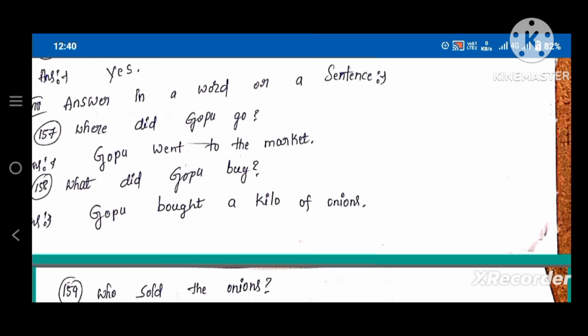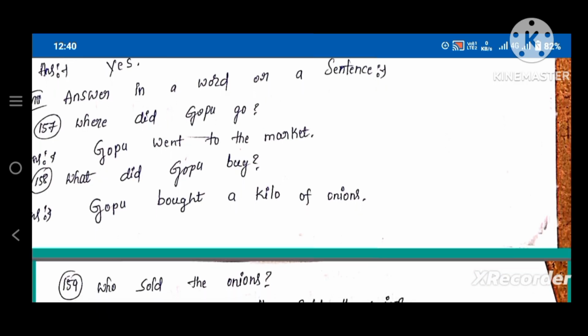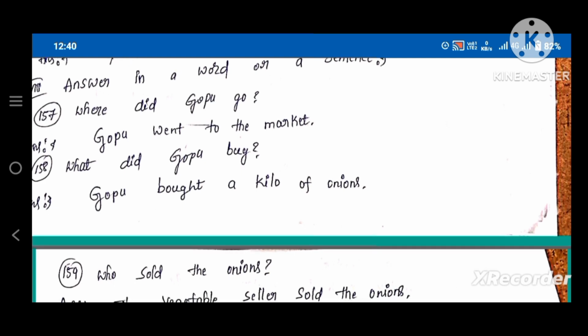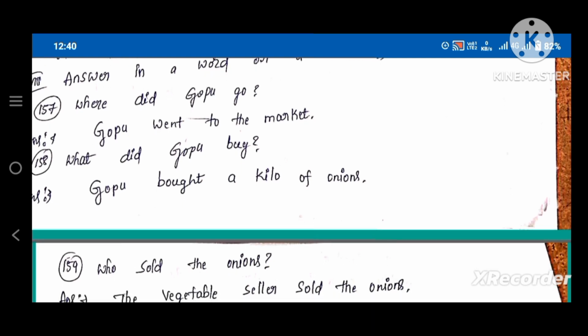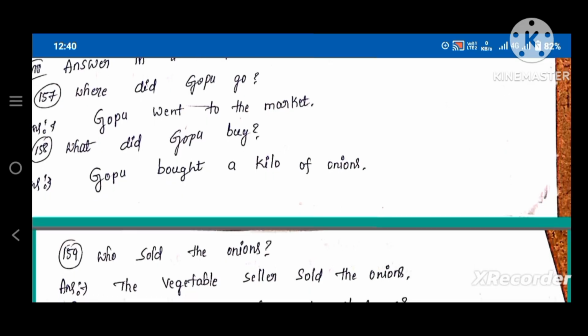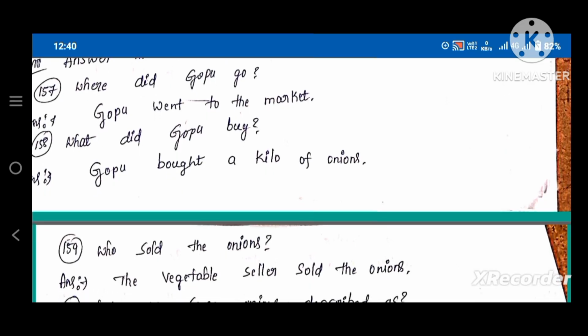Eighth main, answer in a word or a sentence. Where did Gopu go? Gopu went to the market. What did Gopu buy? Gopu bought a kilo of onions. Who sold the onions? The vegetable seller sold the onions.